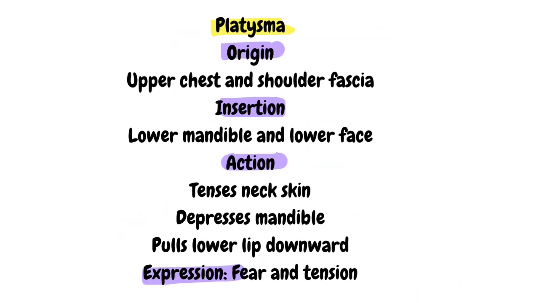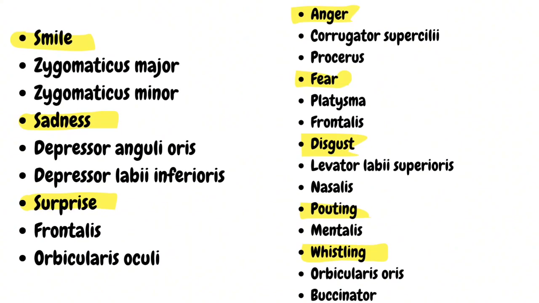And do you know what these muscles do? The origin is your upper chest and shoulder fascia, and the insertion is into the lower mandible and lower face. Action is to tense the neck skin, depress the mandible, and pull your lower lip downward, and the expression of fear and tension is created by this muscle. Okay, let's summarize these expressions in one whole slide.